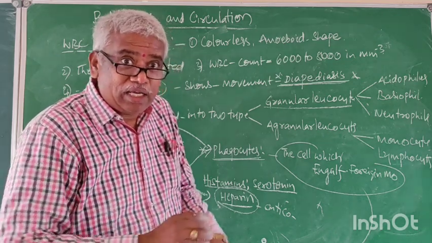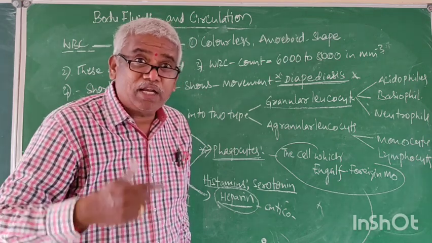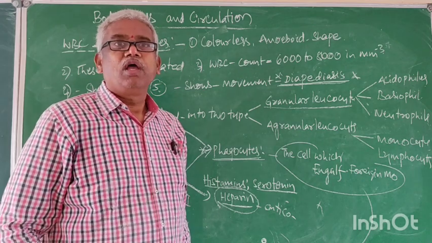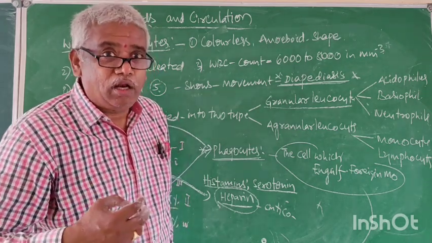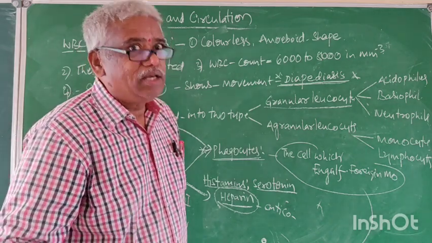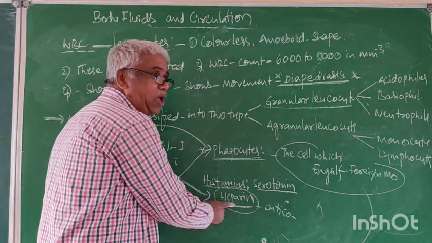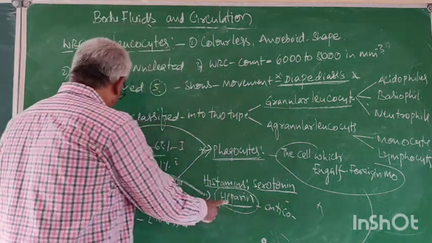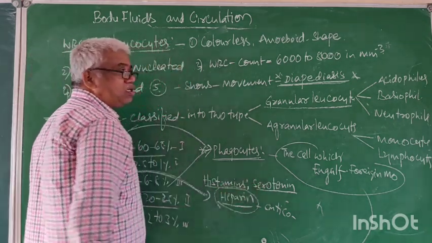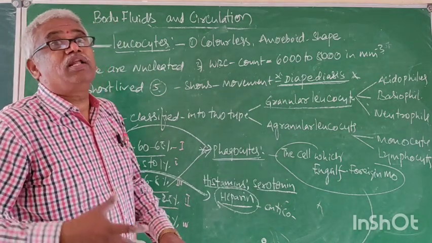But is that clotting outside the body or inside the body? Outside the body. If the blood clots inside the body, that leads to death. That means the blood never clots inside the body due to the presence of heparin. This heparin is secreted by basophil. Histamine and serotonin are the substances involved in inflammatory reactions, burning reactions.